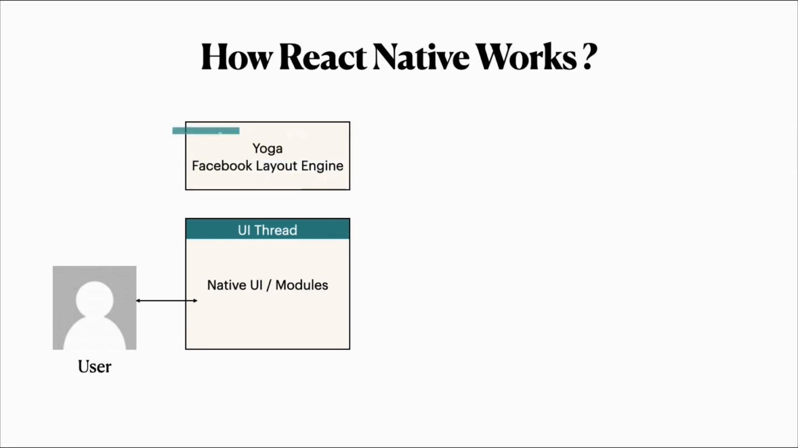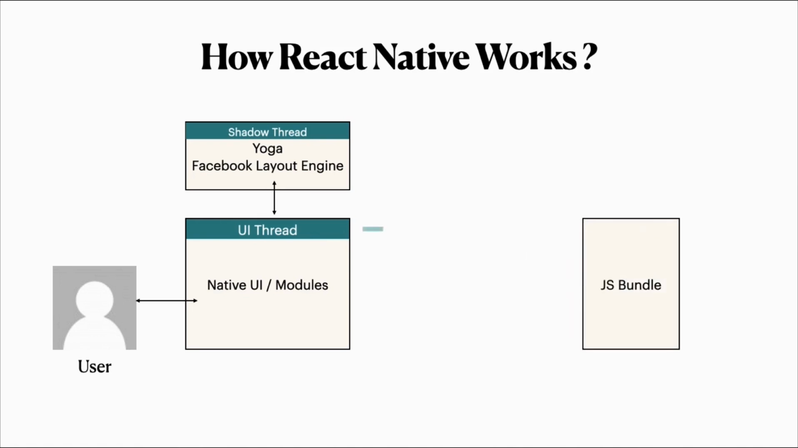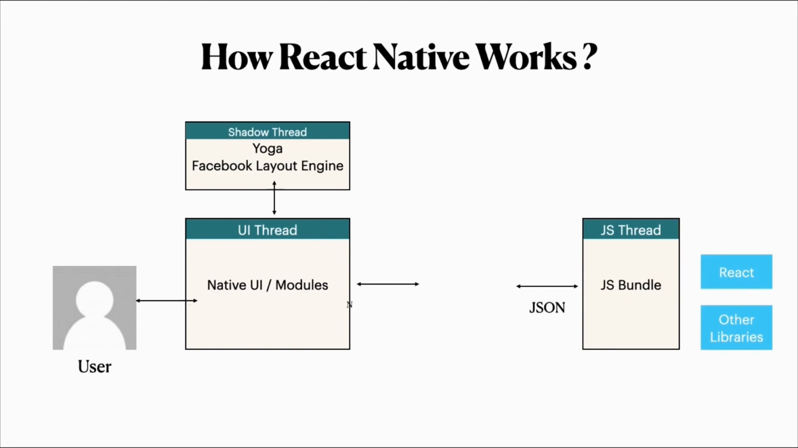There is a second thread running, which is called a shadow thread. It's basically the Yoga Facebook layout engine. It translates or creates a layout for the application. Additionally, there is a third thread running, which is a JavaScript thread. Now, whatever code that we write using JavaScript and other libraries gets converted into a JS bundle. And the bundle runs inside the JavaScript thread.